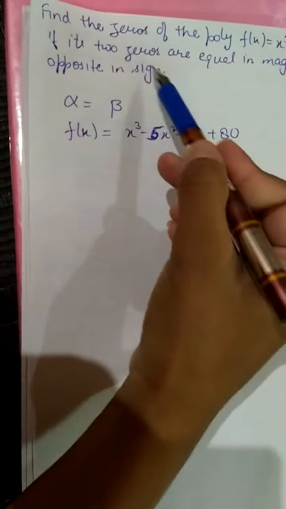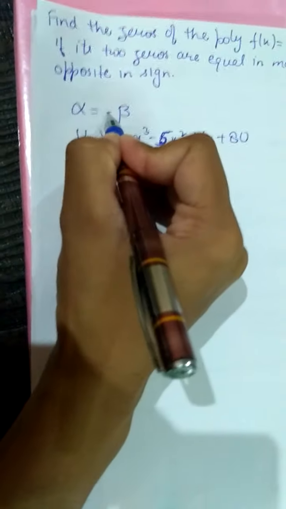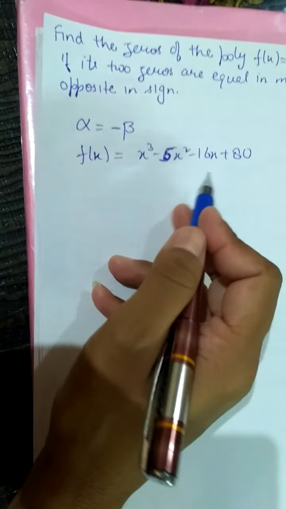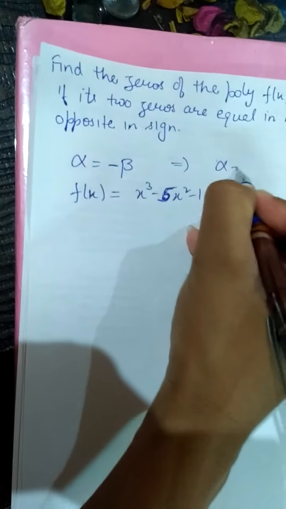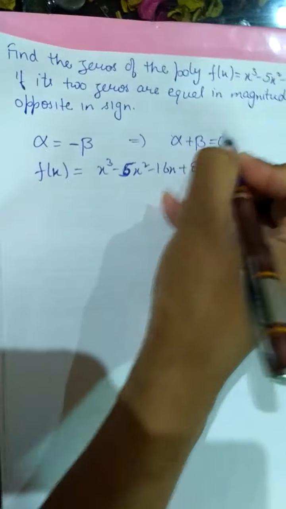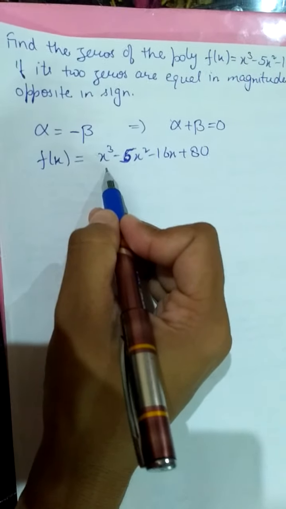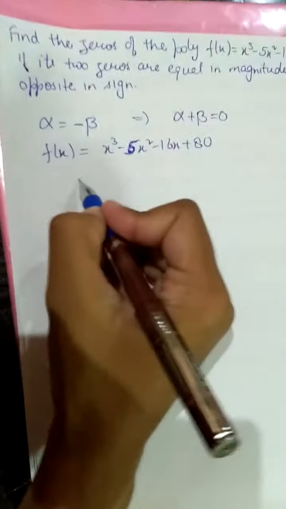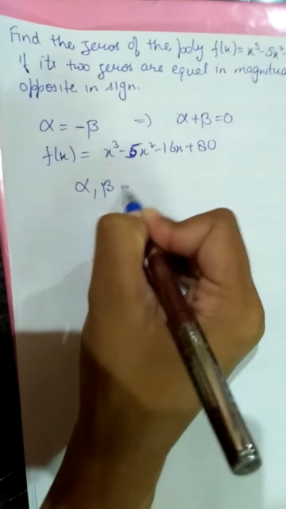So it is given that alpha is equal to minus beta, and f(x) is x cube minus 5x square minus 16x plus 80. This implies that alpha plus beta should be equal to 0. Now I have a cubic equation, so I should have three values of x, that means three zeros, which we take as alpha, beta and gamma.